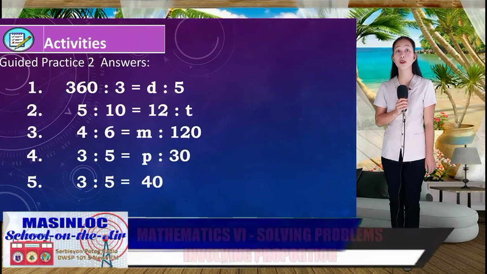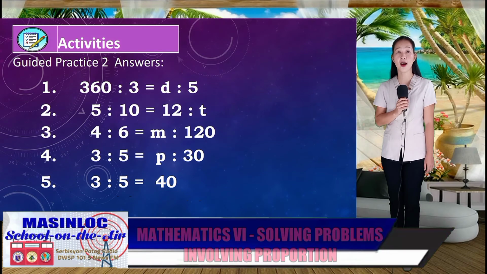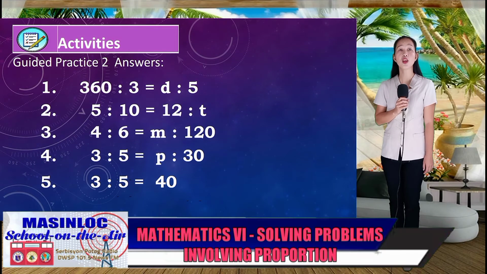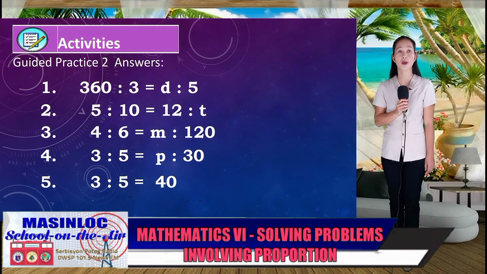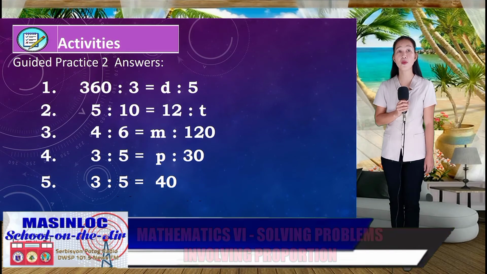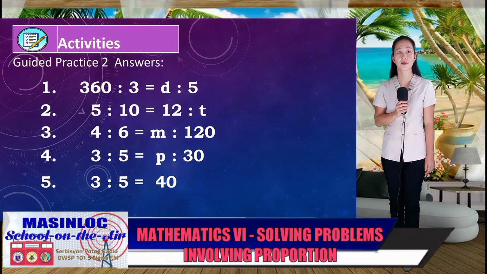Let us see if you got all the correct answers. Number 1. 360:3 equals D is to 5. Number 2. 5:10 equals 12 is to T. Number 3. 4:6 equals M is to 120. Number 4. 3:5 equals P is to 30. And number 5. 3:5 equals 40. Good job! Let us move on to the next activity.